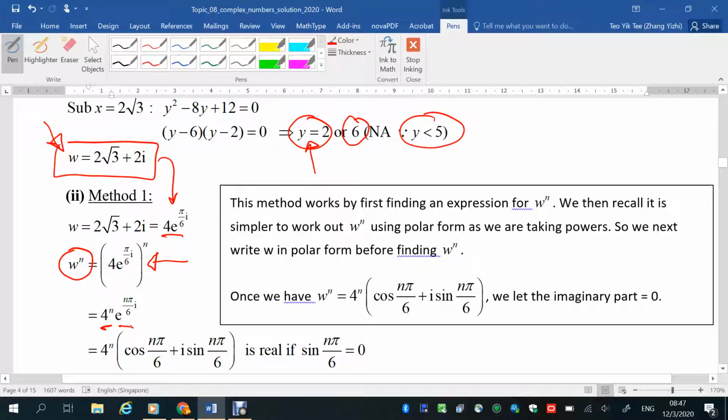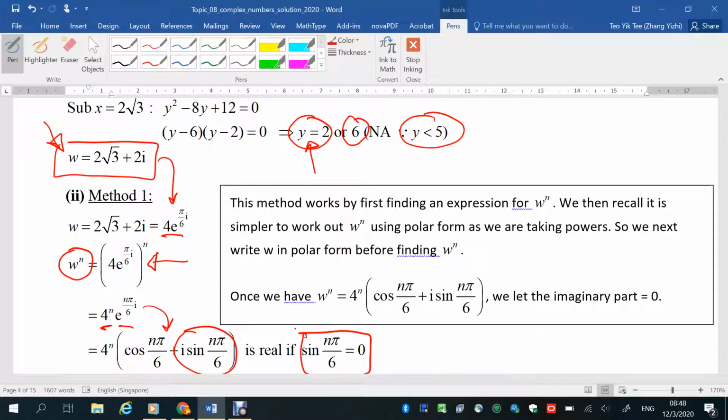Then what you need to do now is switch this into your trigo form: cos(nπ/6) plus i sin(nπ/6). I want to switch to this because it's easier to see. Your condition is that W^n must be real. If this must be real, that means the imaginary part must be 0, so sin(nπ/6) must equal 0. So the condition is I must make this thing 0. How can that happen?